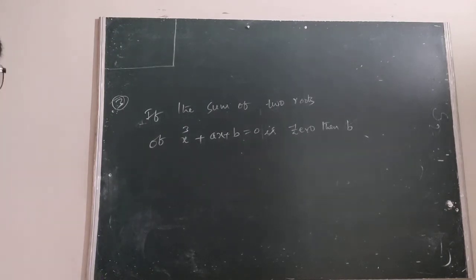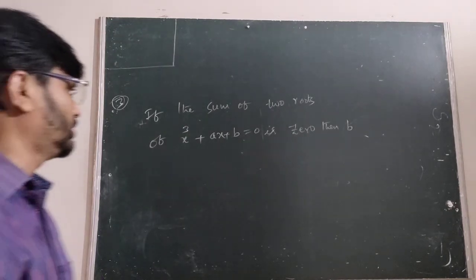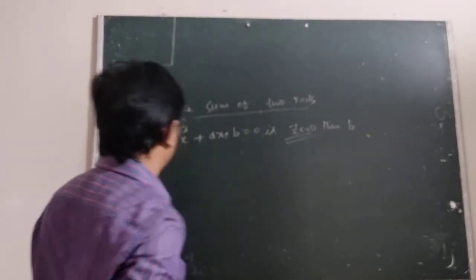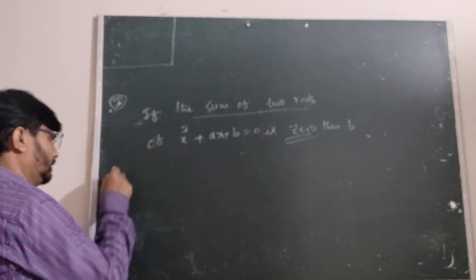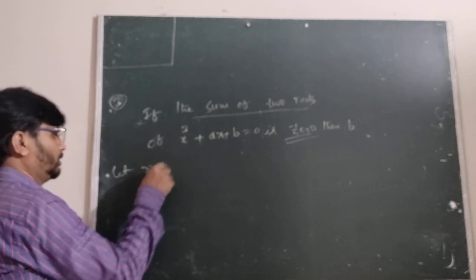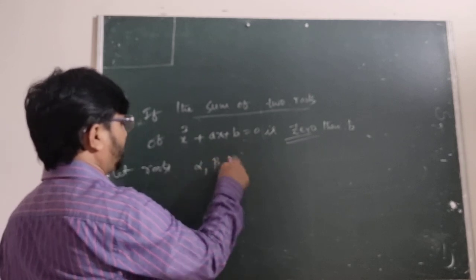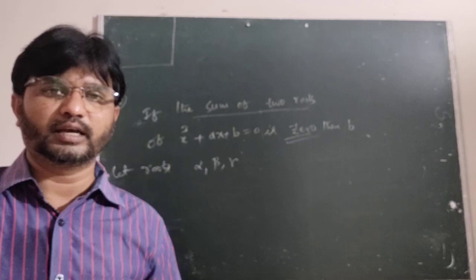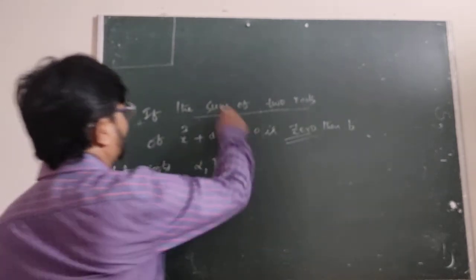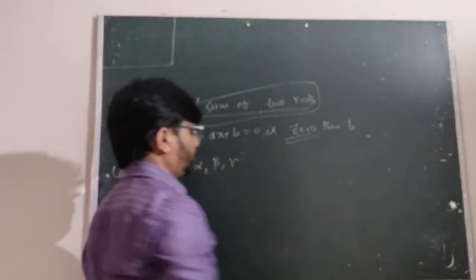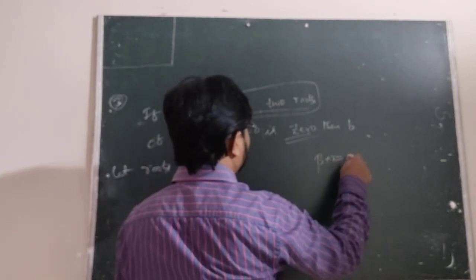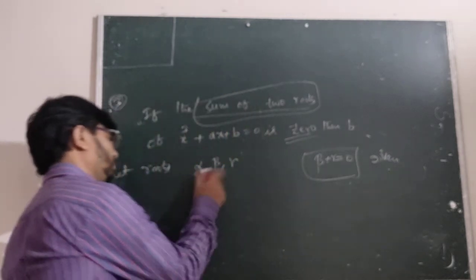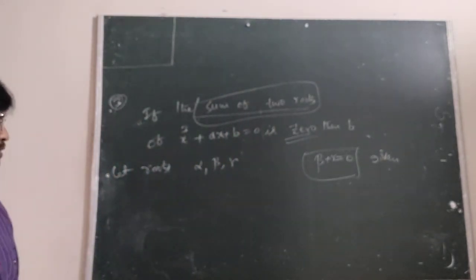If the sum of two roots of x cube plus ax plus b equal to 0 is 0, then find the value of b. Let the roots of the equation be alpha, beta, gamma. The sum of any two roots is 0. That means we take beta plus gamma is 0. Given that either alpha plus beta or beta plus gamma, any sum of two roots is 0.